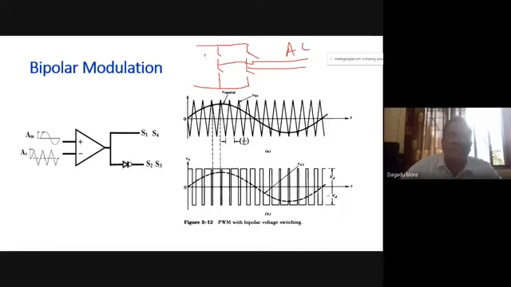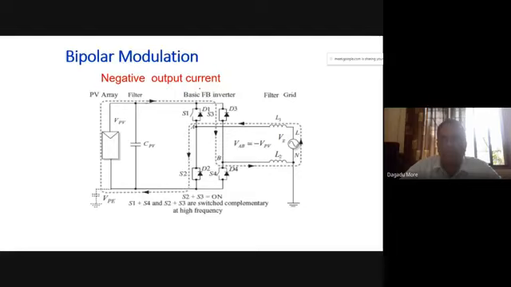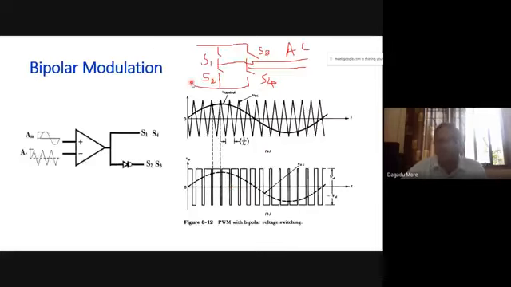One leg is S1 and S2, and another leg is S3 and S4. That convention we have taken from one book, and I'll give the reference of that book. We are adopting the same convention. So S1 and S2 form one leg, and S3 and S4 form the other leg. That will be the configuration.